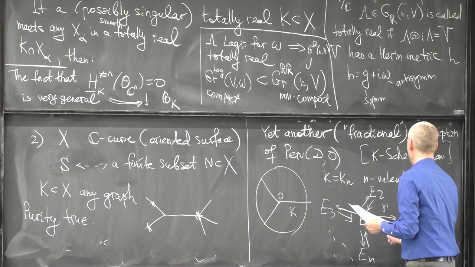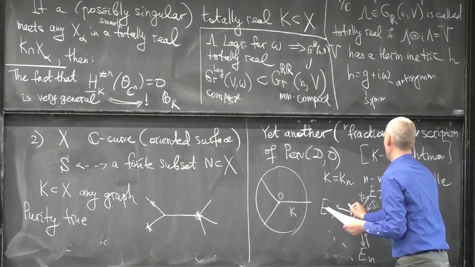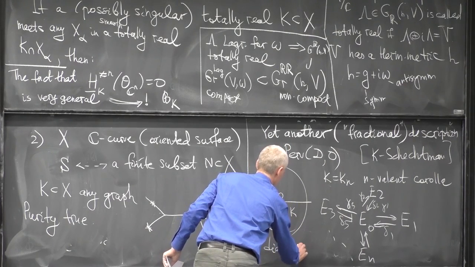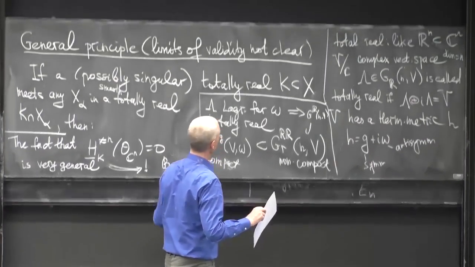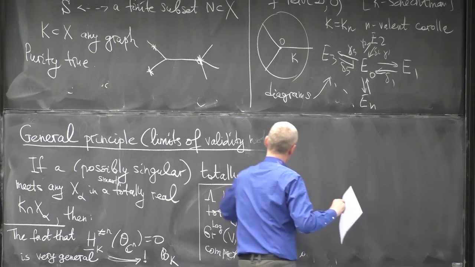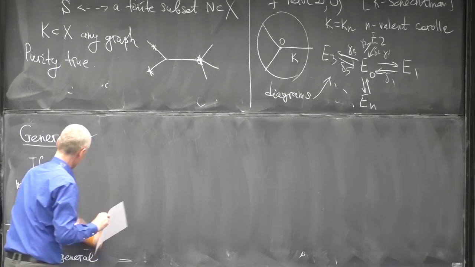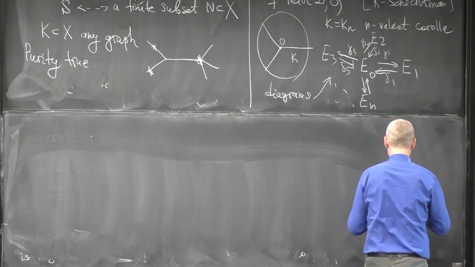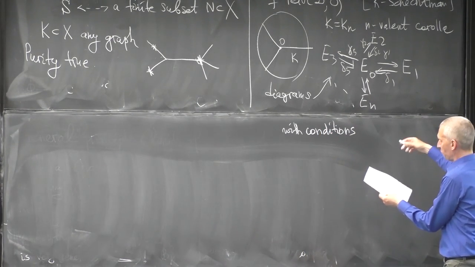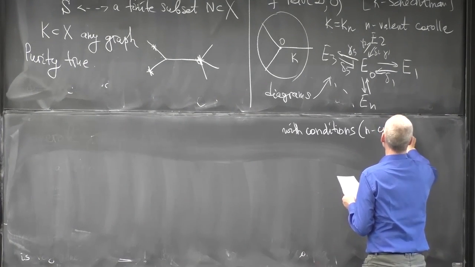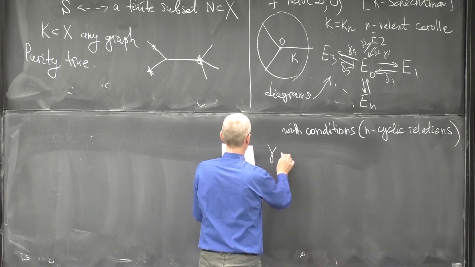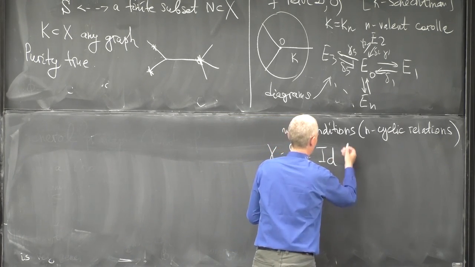Again, let me denote them gamma 1, delta 1, gamma 2, delta 2, gamma 3, delta 3. So we have such diagrams with conditions. And let me call those conditions for future reference n-cyclic relations. So as before, we have the condition that gamma_i delta_i is the identity of E_i.